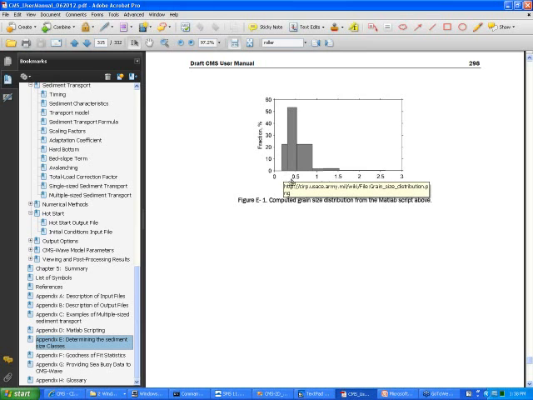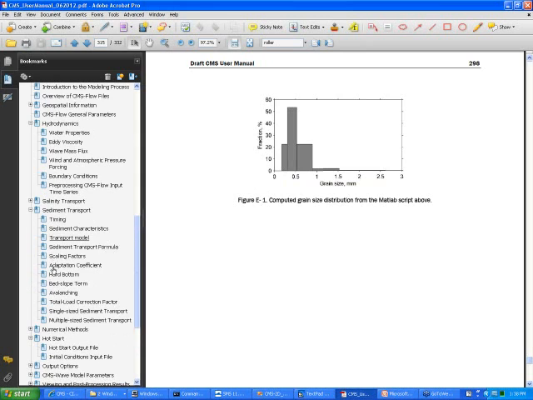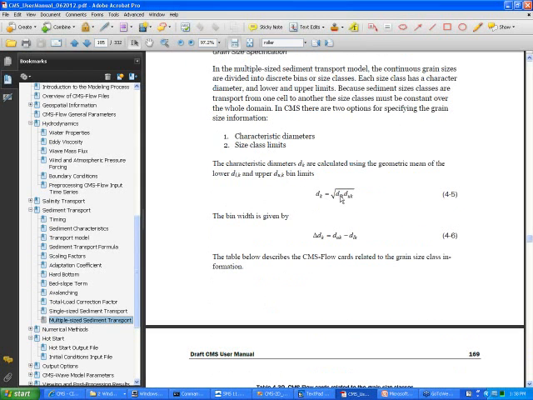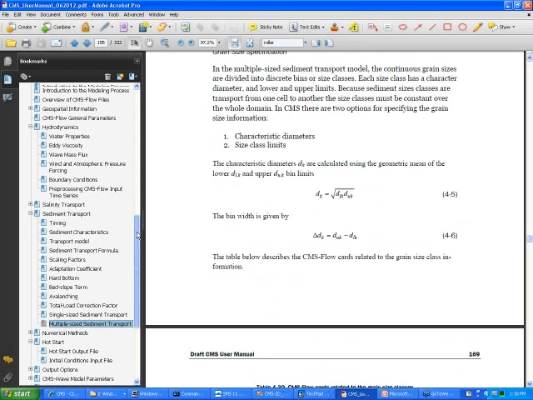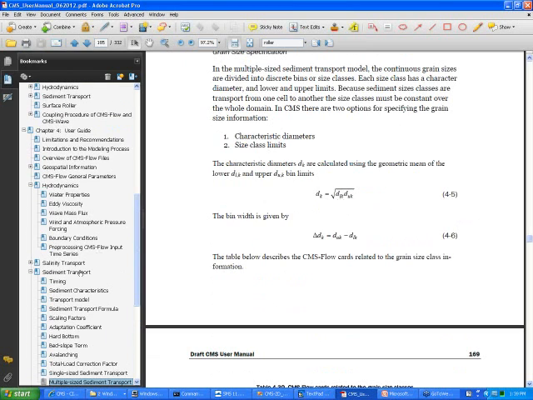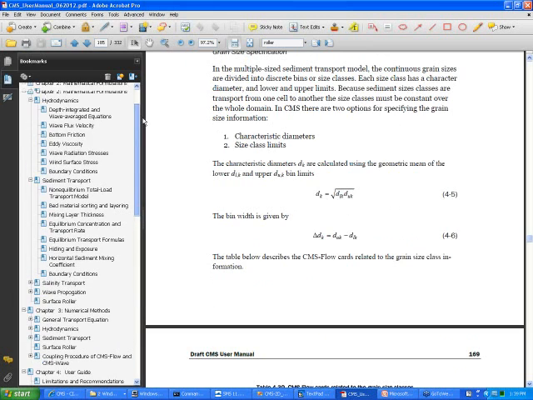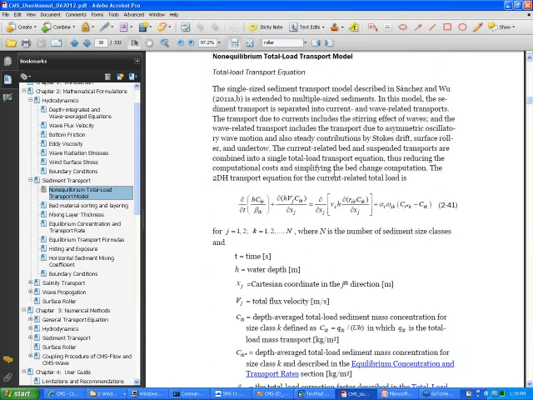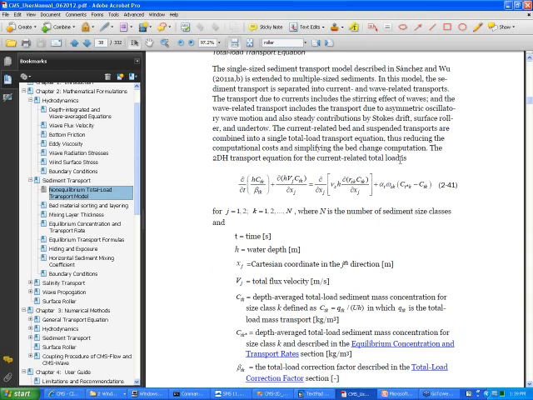And we calculate the characteristic diameter in CMS like this, using the geometric mean. Okay, but now, before I get into all of that, I want to keep describing the theory for the sediment transport. I want to go back to Chapter 2, the non-equilibrium total load transport model.